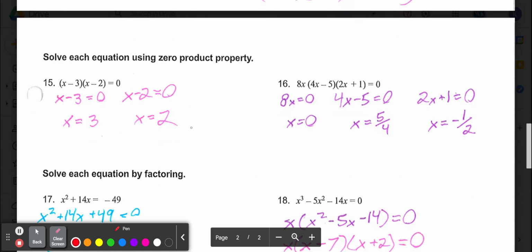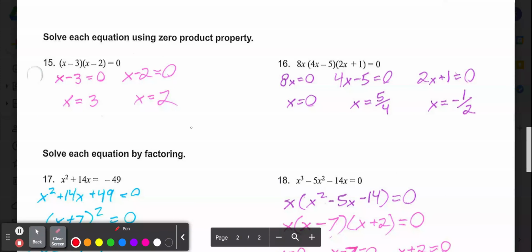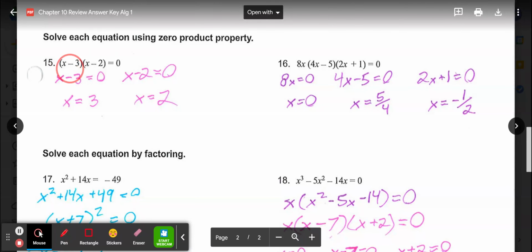Now we're into the zero property. And again, if we're solving using the zero property, it means take each part of our answer on this side and set it equal to 0. So x minus 3 equals 0, x minus 2 equals 0. When we solve for x, we'd add 3, so x equals 3. Add 2 on this one, where x equals 2. So our answer would be x equals 3 and x equals 2.